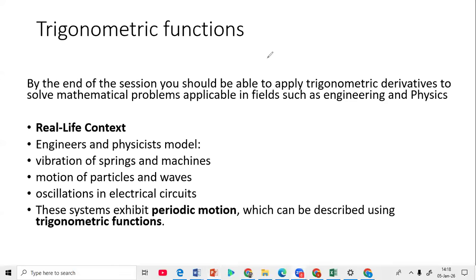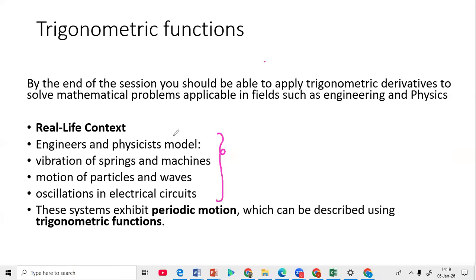So by the end of this session, this is what we are going to look at. We are going to look at how we derive the different trigonometric functions, and how we get their derivatives. That's what we are going to focus on. But in our scenarios, these are the different areas that we shall look at.